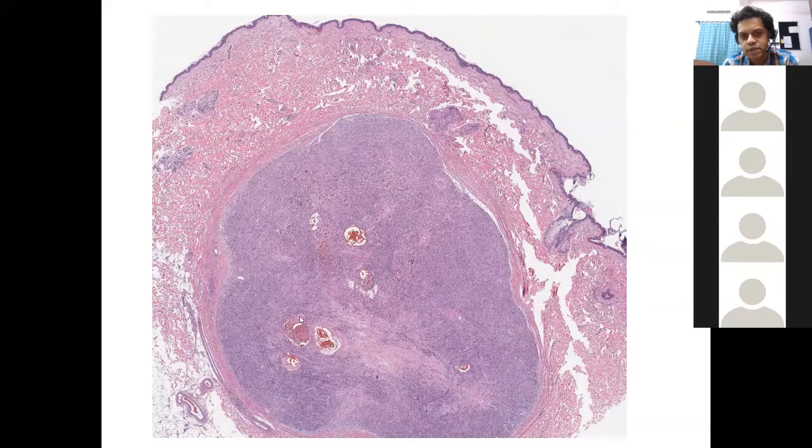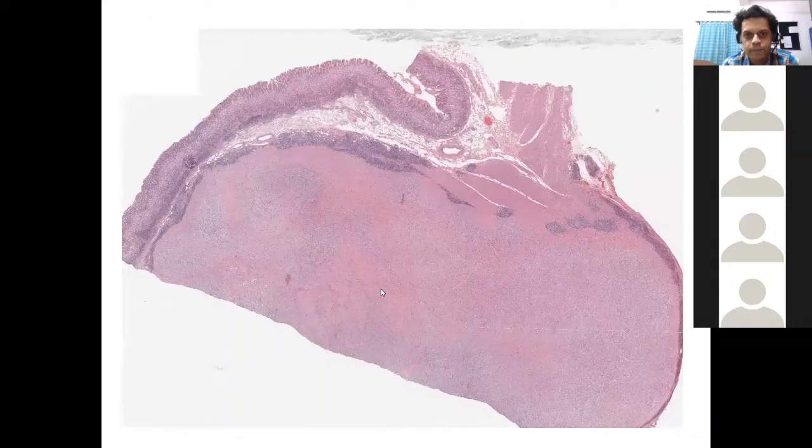But if you see towards the center, you are having large vessels which are kind of congested and dilated as well. So those are changes which are seen in the Antoni B area. Okay, so we will talk about the Antoni A and the Antoni B area. As of now, we will see that this particular tumor is actually an encapsulated tumor, very well circumscribed. There is no infiltration into the adjacent fat.